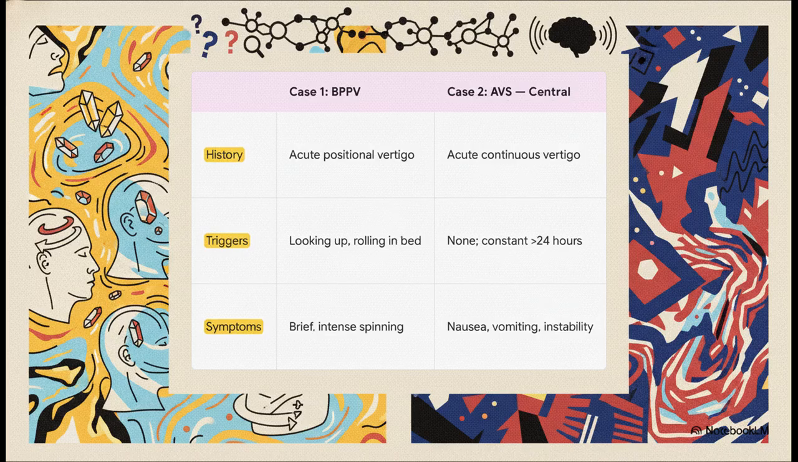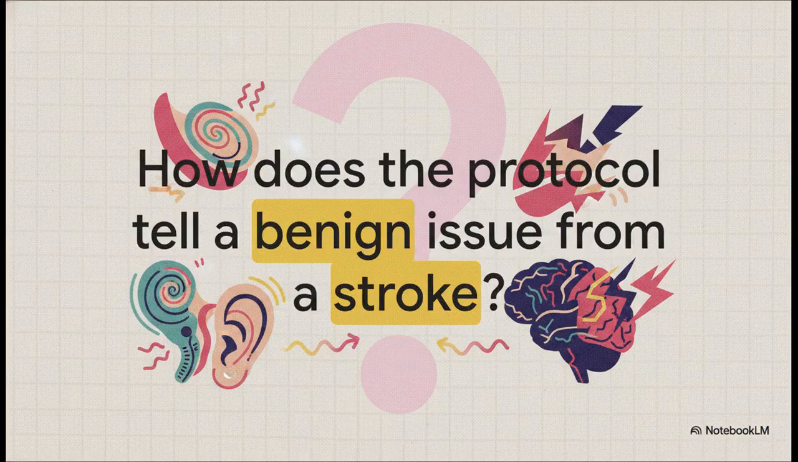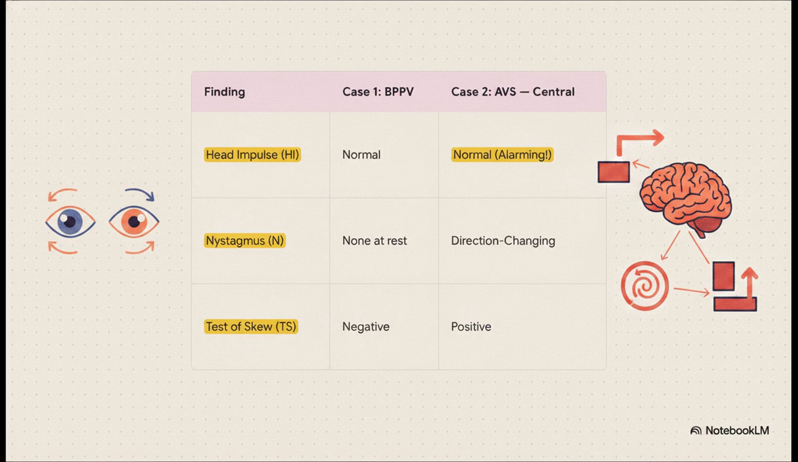Now, let's see how the physical exam gives us the definitive answer. And this really is the million-dollar question, isn't it? When you're faced with these two patients, how does our systematic protocol reliably and quickly tell the difference between a benign, totally treatable inner ear problem and a potentially devastating posterior fossa stroke? This is where it all counts.